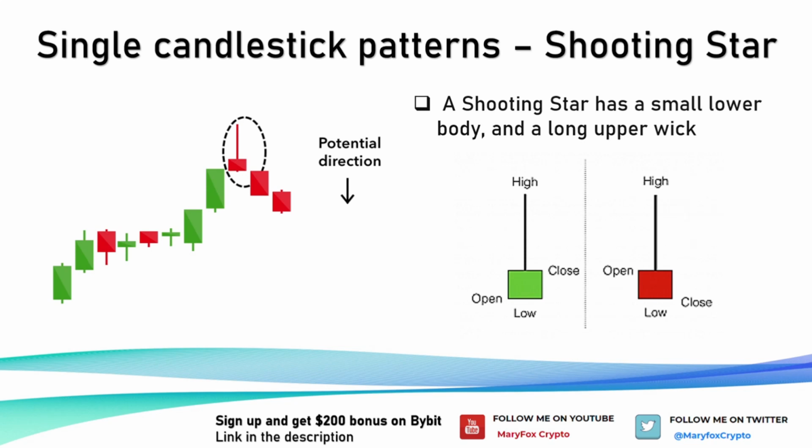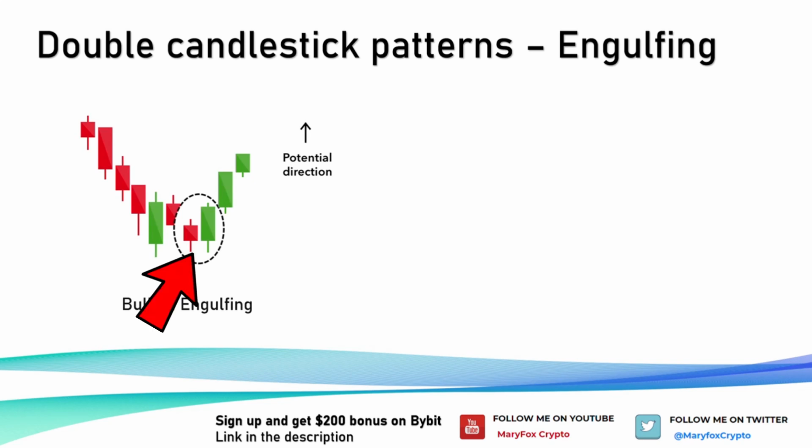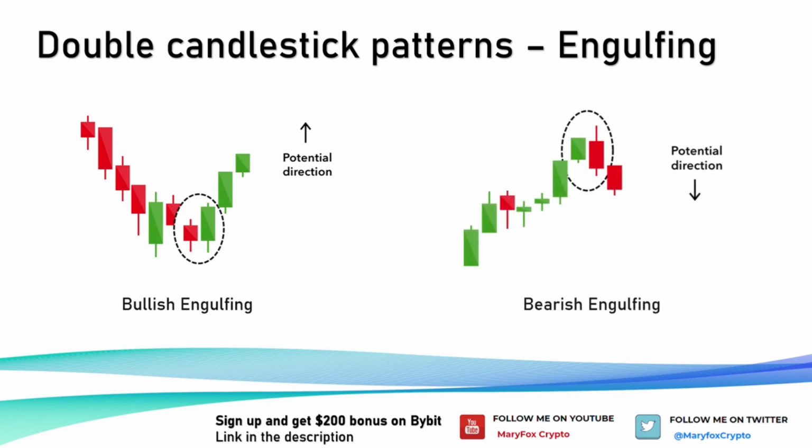Now we're going to look at 3 double candlestick patterns. The first one is an engulfing candle. Technically, an engulfing candle is any candle that completely swallows the prior candle. But in order for it to be a reversal candle, the candle has to be of the opposite color or shade. In the left picture, you can see a bullish engulfing candle, which occurs at the end of a downtrend.